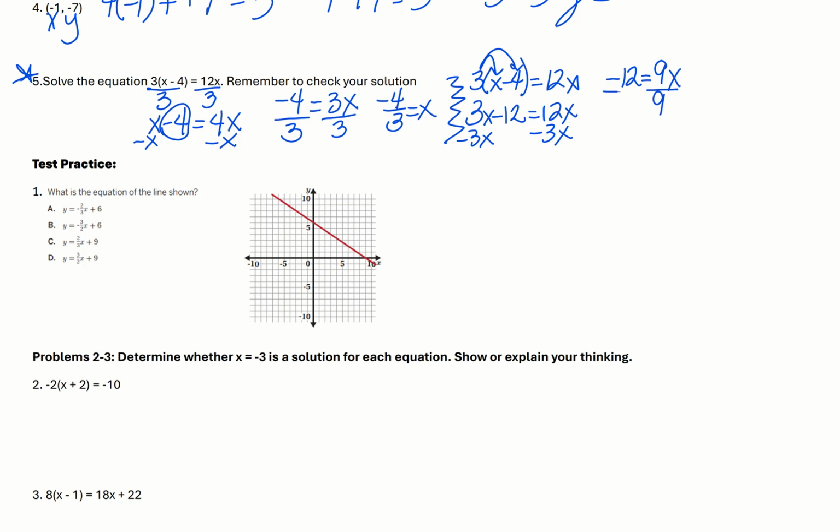I'm going to divide by 9. Now, you're probably thinking, that does not equal the same. But look, I can reduce these both by 3. And I get negative 4 thirds equals x. So I did get the same answer. I did it 2 different ways, and I got the same answer. Now, that's just solving. The second part of this question says you need to check your solution.